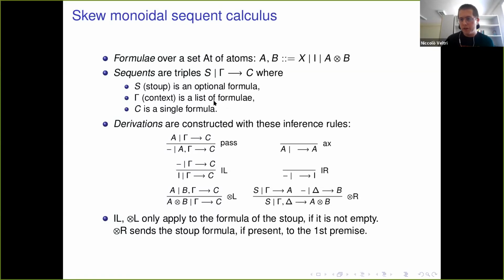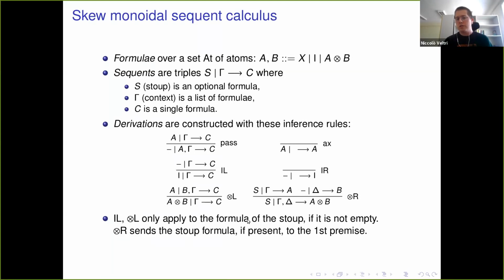It's an ordered list of formulae. And then there is a stup, S. This is some terminology from linear logic. And this is an optional formula, which means that it's either a single formula or it is empty. So we distinguish here between a situation where the stup is empty or it contains a formula.